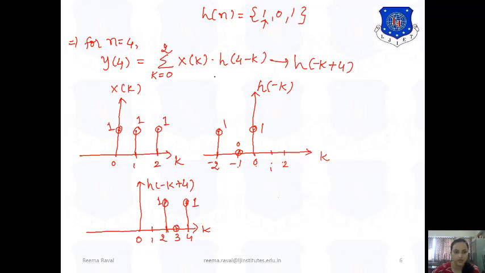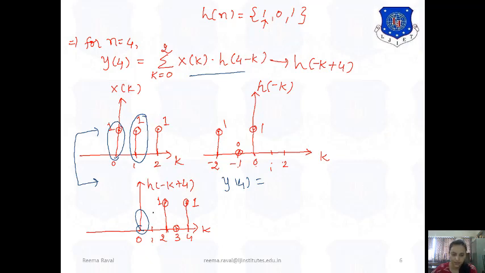that means x of k into h of 4 minus k for the respective instant values, right? So for y of 4 over here at instant 0 in x of k, the value is 1. Here at instant 0 there is no value, so we can neglect it. At instant 1 here it has value 1, but here at instant 1 there is no value. So now we are shifting to the next instant, that is instant 2, which has the value 1, and here again at instant 2 the value is 1. So we can multiply it.